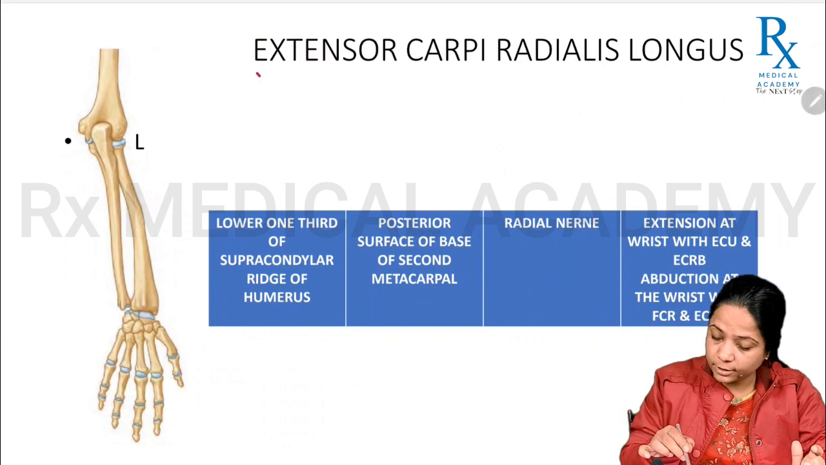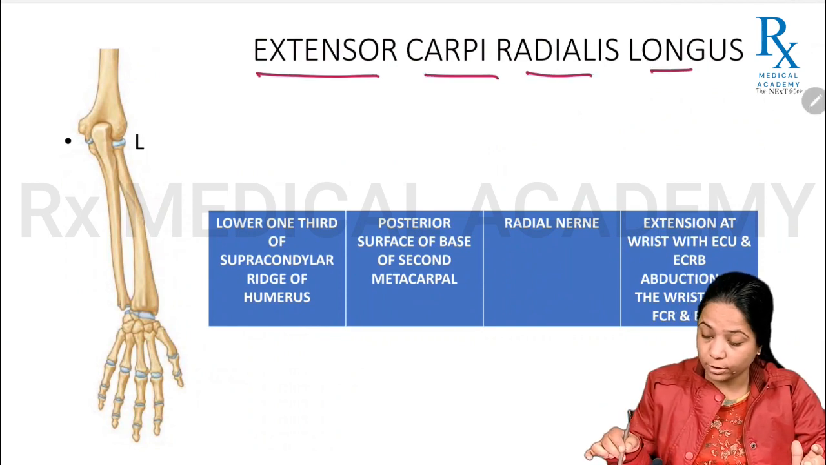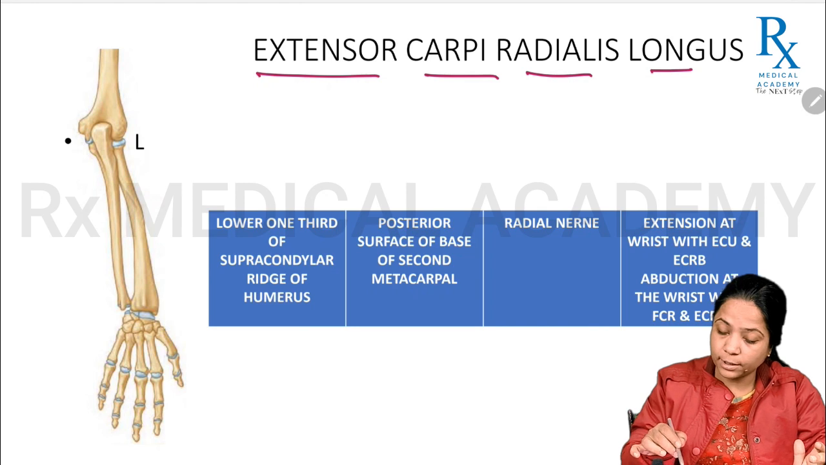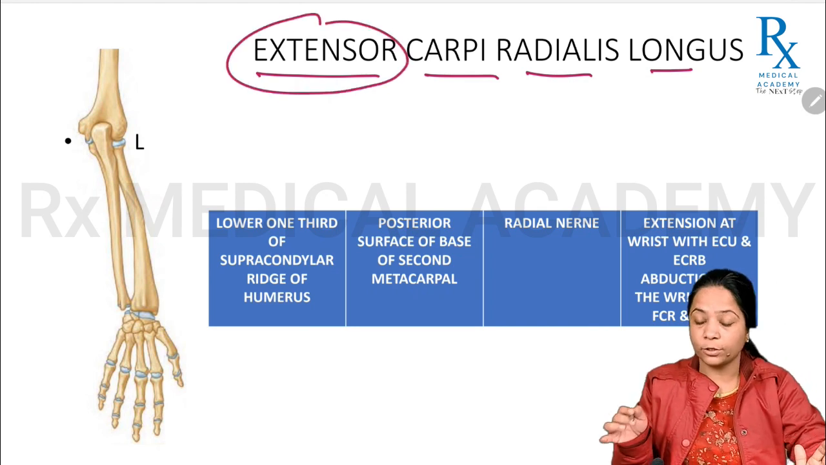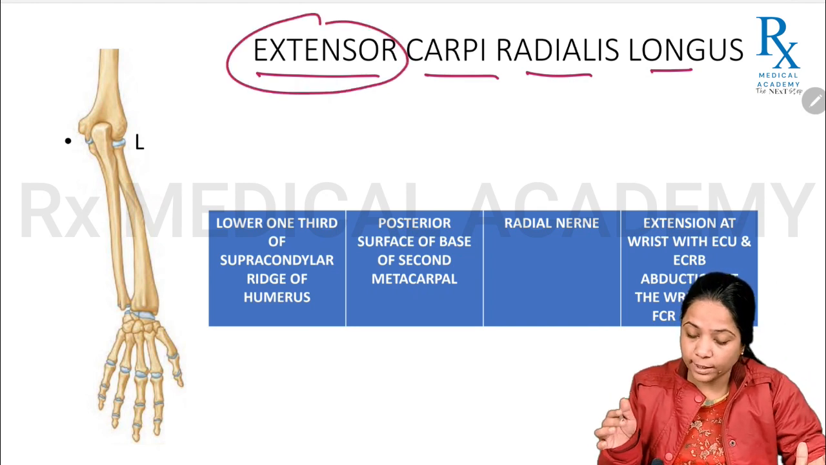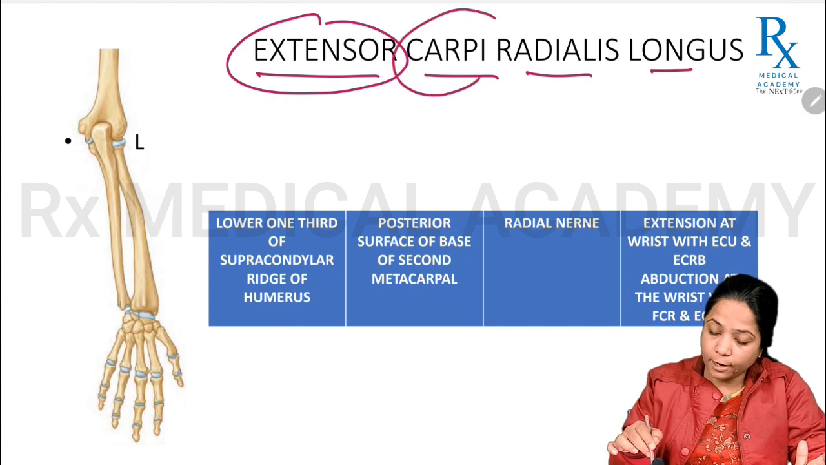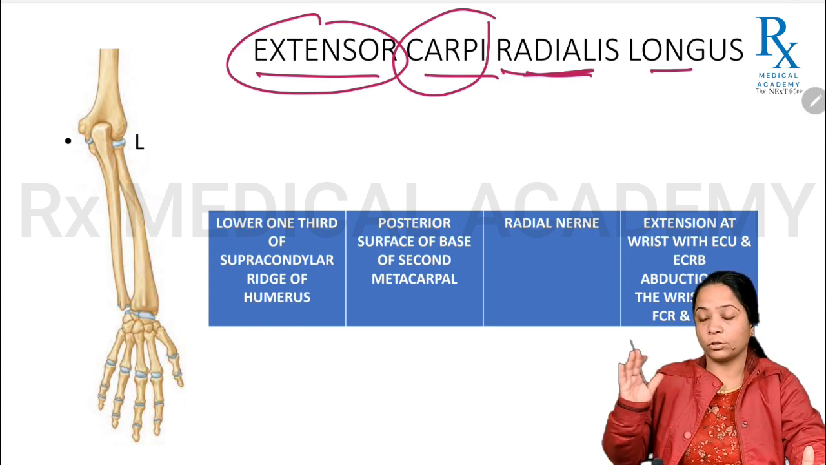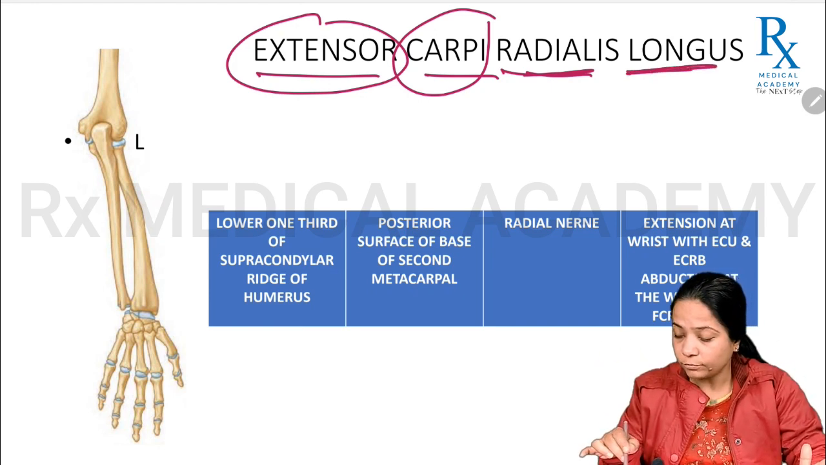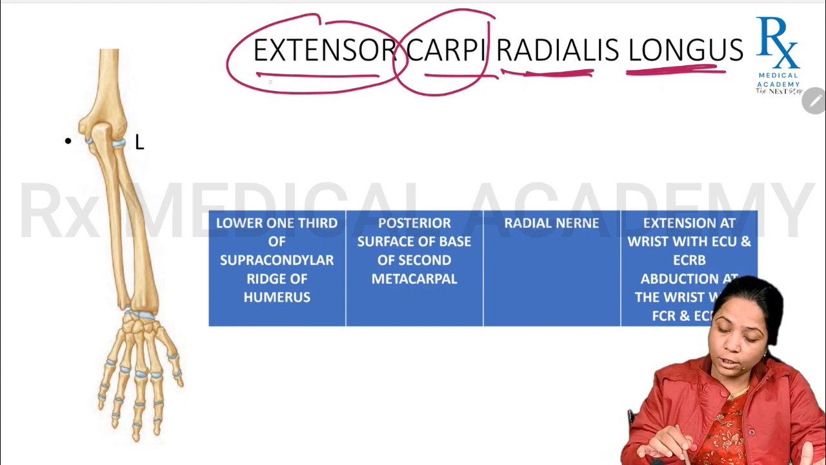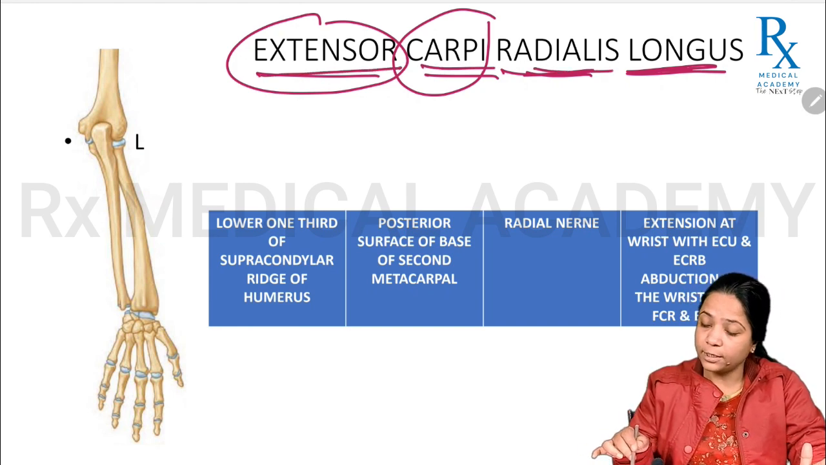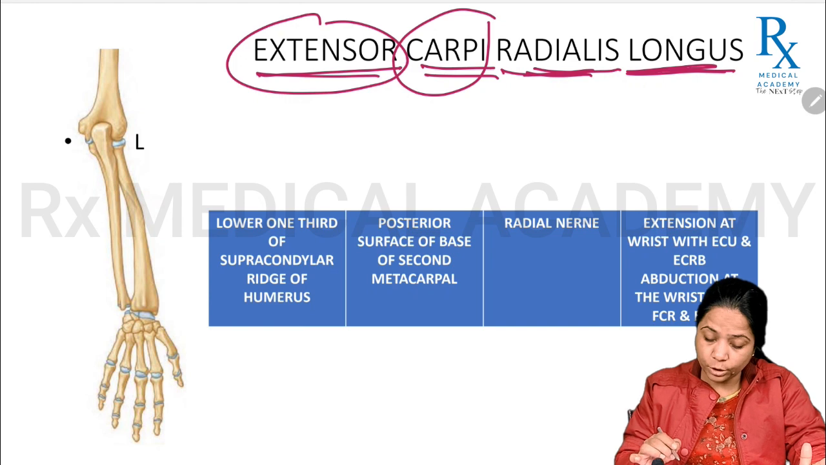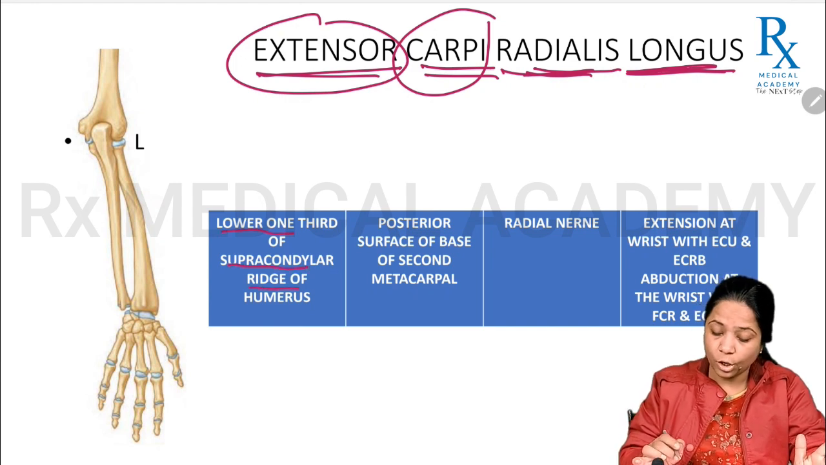Next muscle is extensor carpi radialis longus. If you see the name of this muscle, extensor, I have already told you the function of this muscle is to produce extension. At which joint? At carpus. That means at the level of the wrist joint. Radialis because the location of this muscle is somewhat on the lateral side, and the size of this muscle is long. So the name is extensor carpi radialis longus. It is going to arise from the lower 1/3 of the supracondylar ridge of the humerus.